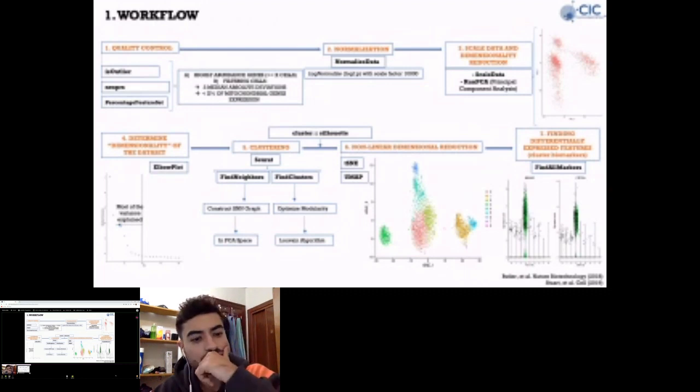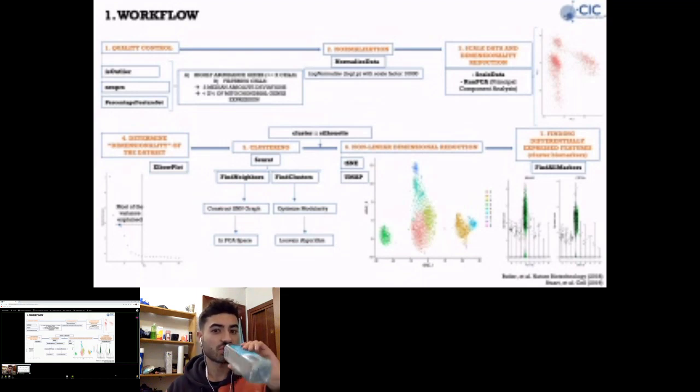Then we perform a dimensionality reduction because in single-cell RNA sequencing we have a huge amount of data, so we have to reduce all the dimensions. Then we did a clustering in which we separate the cells into different groups depending on the level of expression. And then for the different clusters that we obtained, we look for the most differentially expressed markers.